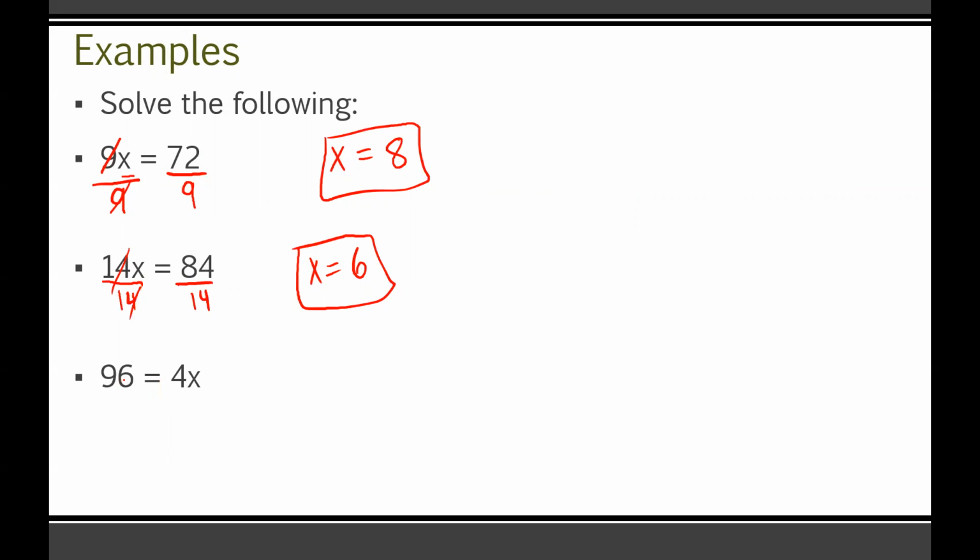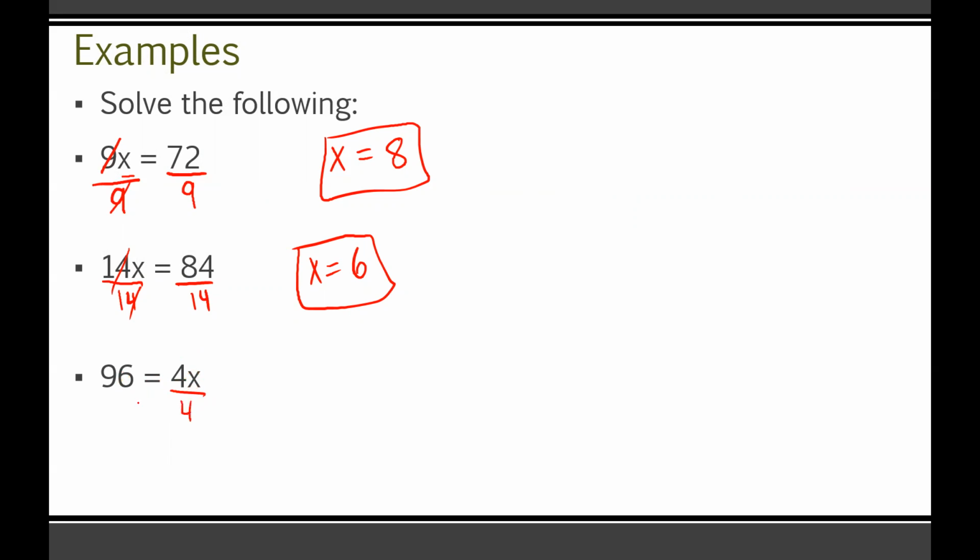Last one up, it's kind of a changed order. It says 96 equals 4x. It doesn't matter that 4x is on the right-hand side this time around. Remember, we're always preoccupied with finding whatever's happening to x and undoing it, right? So in other words, what we see happening to x over here is it's being multiplied by 4. We should undo that by dividing by 4.